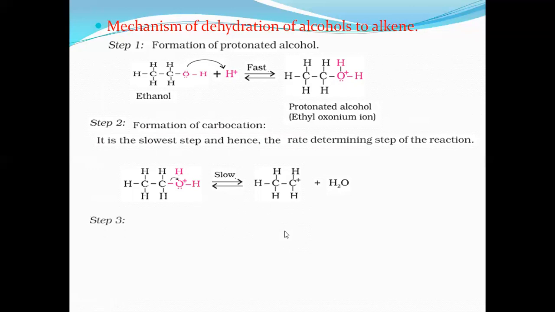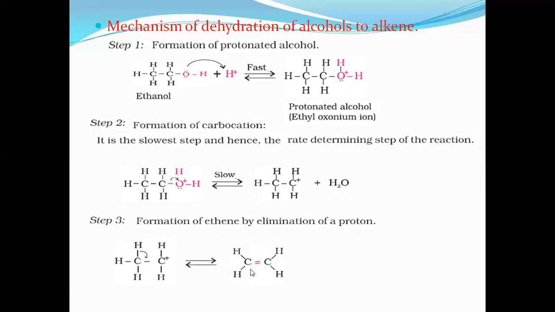Now the last, third step, deprotonation to form the alkene, otherwise the formation of ethene by elimination of a proton. This elimination of proton is called deprotonation. Hence, deprotonation is the last step to form ethene. Here, from the carbon atom adjacent to the carbocation, one proton is lost by deprotonation to form ethene. This is the mechanism of the dehydration of alcohol, and it is very important for the examination. I repeat, the first step is formation of protonated alcohol. That means the lone pair of oxygen of the OH group takes a proton and forms protonated alcohol.